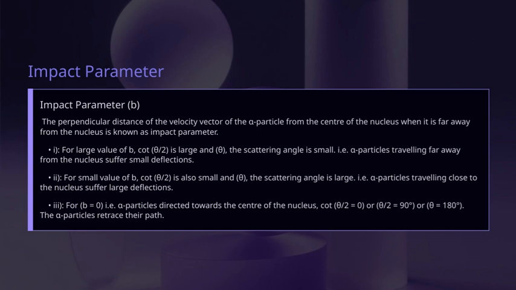Understanding the impact parameter helps us grasp how the initial conditions influence the scattering behavior and, ultimately, the structure of the nucleus. It's a key concept connecting the particle's trajectory to the nuclear forces at play.